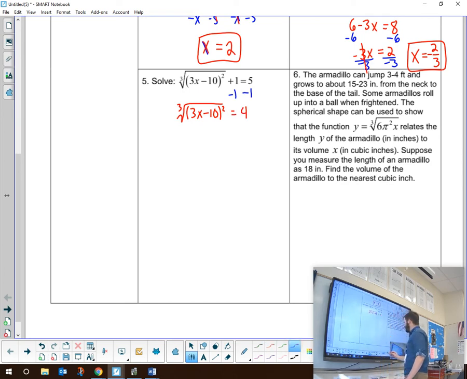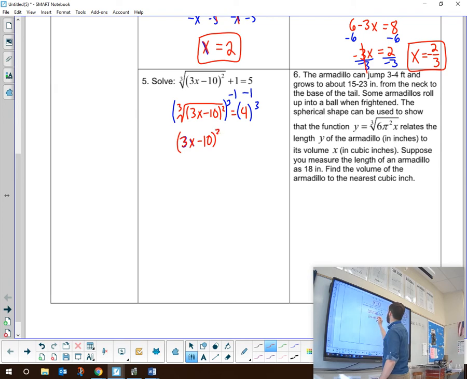Then I will have to cube both sides. Okay, so that'll leave me 3x minus 10 squared equals 4 cubed is 64. If you don't believe me, use your calculator. Then we need to get rid of that squared. To get rid of that squared, well, we have to use the square root method, right?